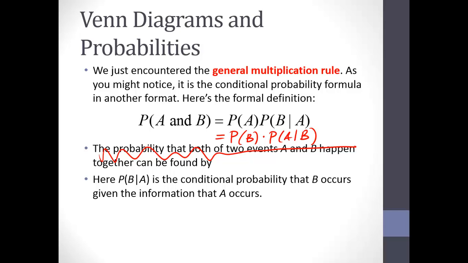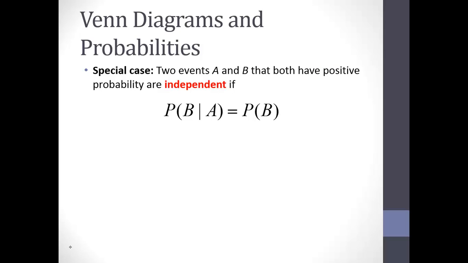So this is our fourth general rule, and this is what we can use to answer questions about one event and another event happening. Just like for our general addition rule, we had a special case that simplified if A and B were disjoint. Then it could just be the probability of A plus the probability of B. We're going to have a special case here for our multiplication rule as well.